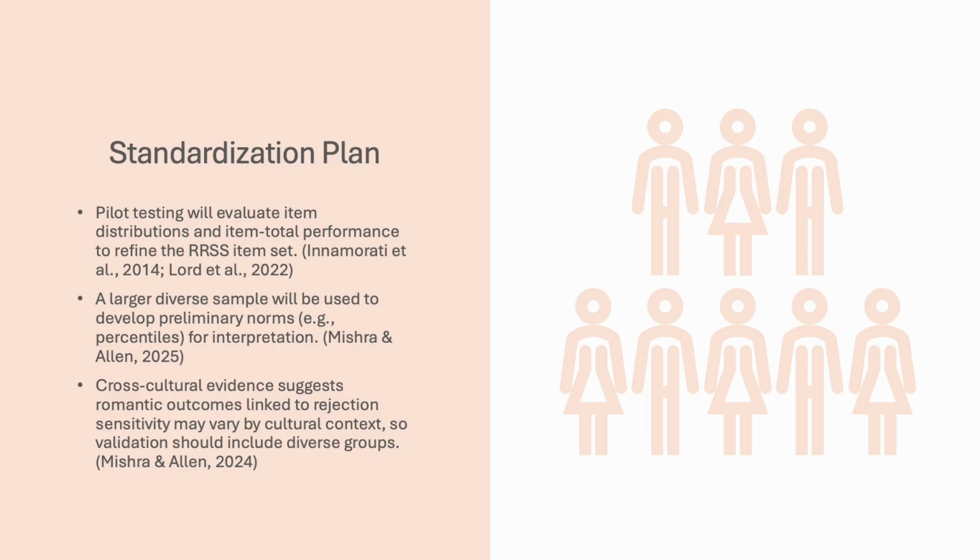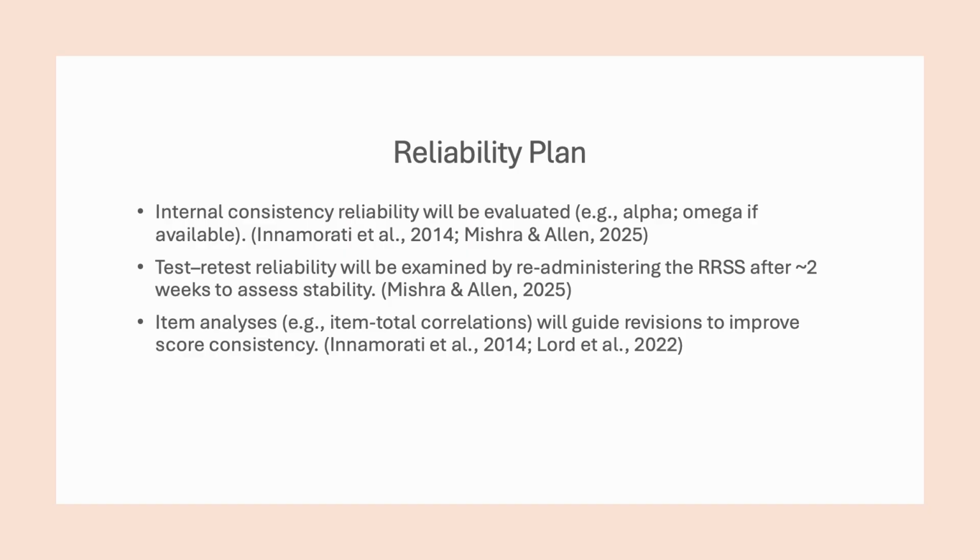This matters because cross-cultural evidence suggests that romantic norms around communication, conflict, and emotional expression vary, which could influence what people perceive as rejection. Including diverse groups also allows evaluation of whether items function similarly across demographics, which is important for fairness. Reliability will be evaluated in three main ways.